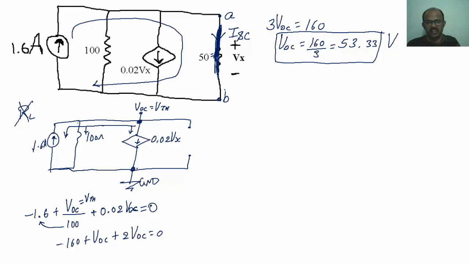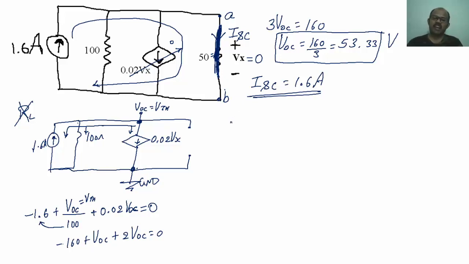When it is a short circuit, Vx will be equal to 0 volts, because in a short circuit path the voltage will be 0, ideally speaking. So this entire 1.6 amperes will not flow in the 100 ohms. The 1.6 amperes of current will choose this short circuit path, and 0.02 times Vx equals 0. So I will get short circuit current equal to 1.6 amperes.